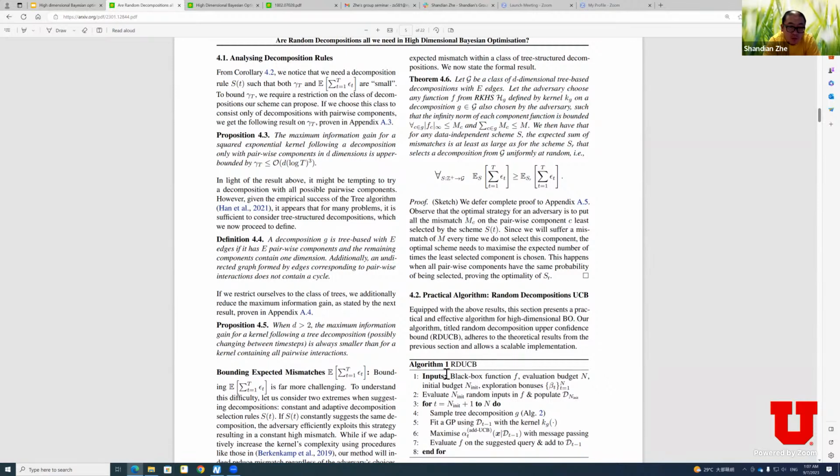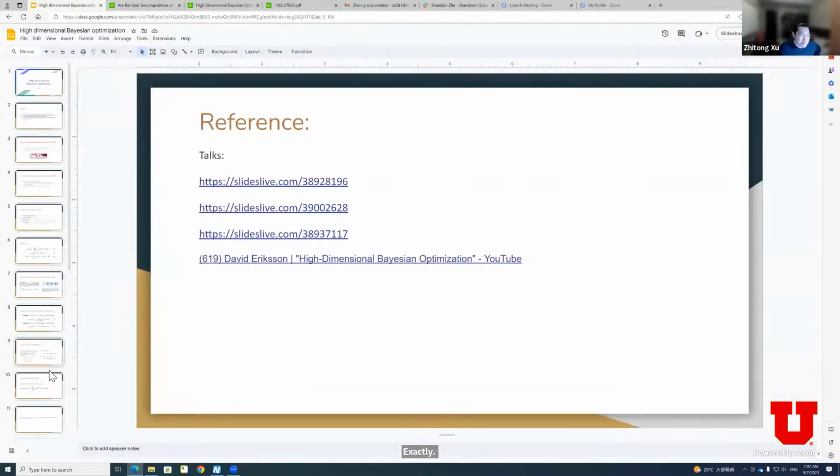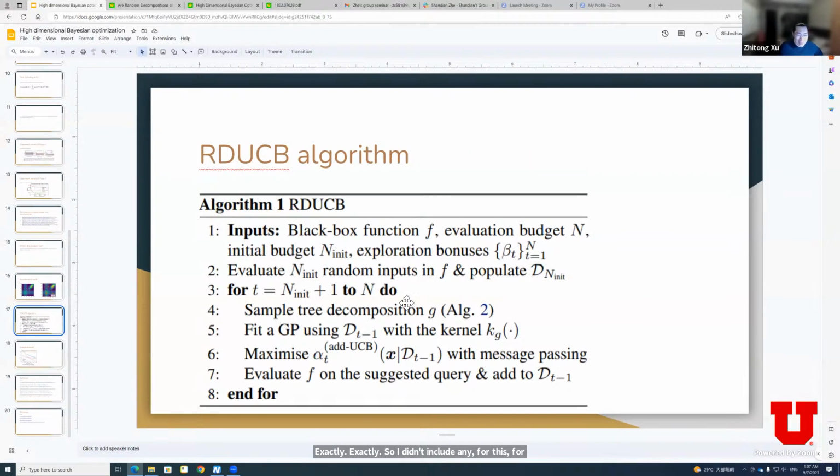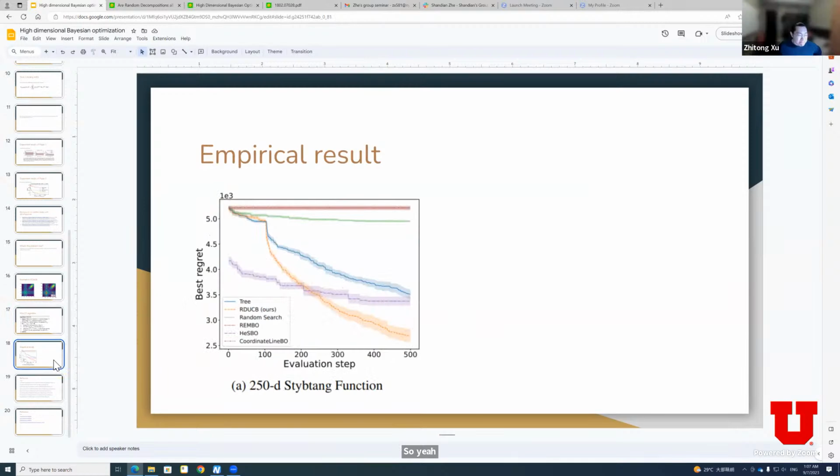Yeah, that's Proposition 4.5, it's very natural, right? And it won't give you more information than if you consider all pairwise interactions. Exactly. So I didn't include any theorem in this paper, only the result and the idea. So yeah, okay. I don't think it's useful for us, to be honest.